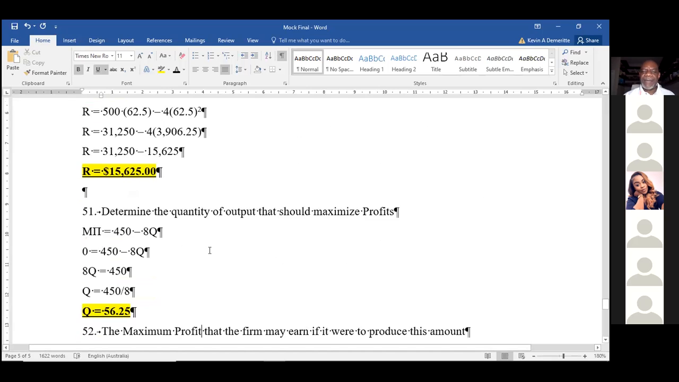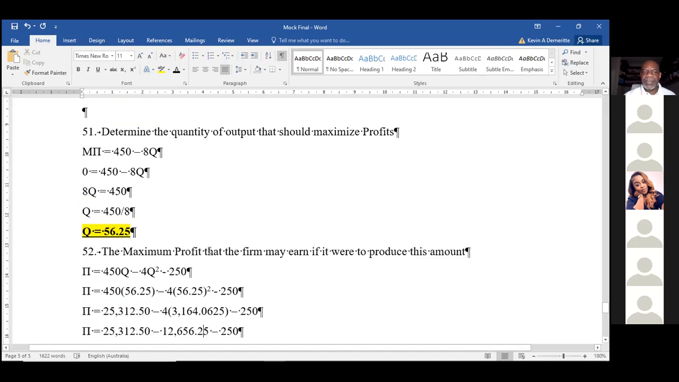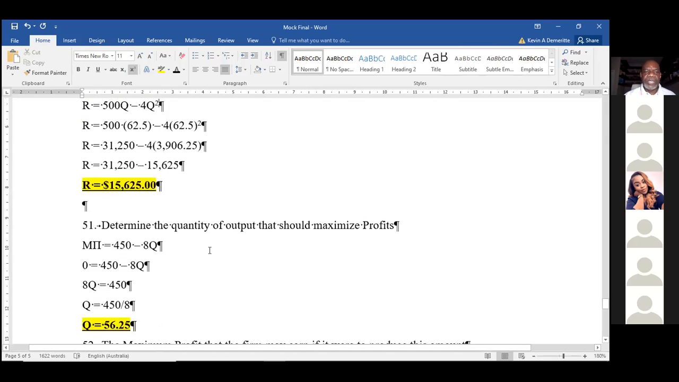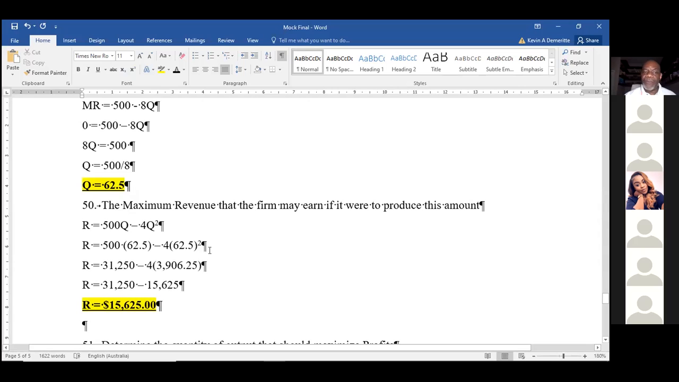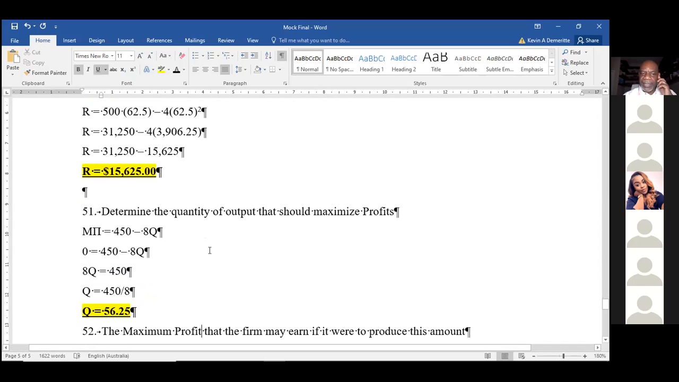Then they asked us about the profit side of it. We know what we should produce if we were going to maximize our revenue, but what if we wanted to maximize our profits? Because that's what the question is asking us. Then we do the same rationale to determine the quantity of output that will maximize our profit. We set marginal profit equal to 0 and solve.